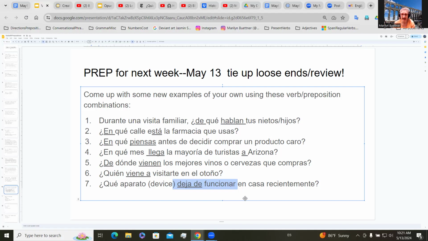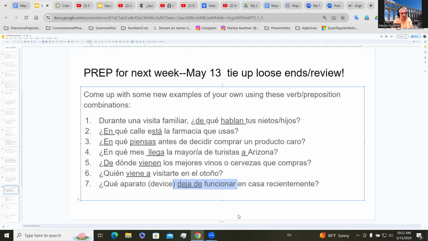Bueno, algo más. Anything else? Otro ejemplo. Estufa? Is that stove? Oh, estufa. Estufa. ¿Cómo se dice the stove is stopping? How do we use this combination that you see on the screen here? La estufa. Just plug in your estufa and then that next set of words there. Estufa deja de funcionar en casa recientemente.